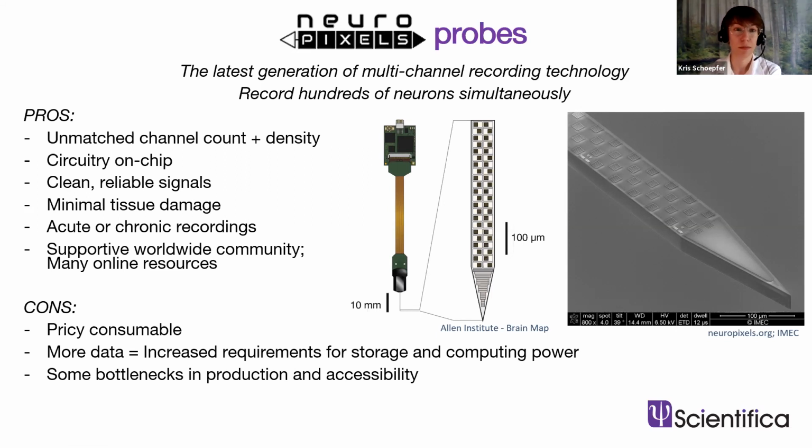They're used most commonly in acute recordings, but the latest generation, I understand, can be cleaned and reused potentially between animals. And most importantly, there is a very large supportive worldwide user community with many online resources like a Slack channel. There's a main website, of course. There's a GitHub wiki, and there's just a lot of online material from previous workshops and training sessions. Really, the major downside right now, as we see for Neuropixels, is that it is a pricey consumable.